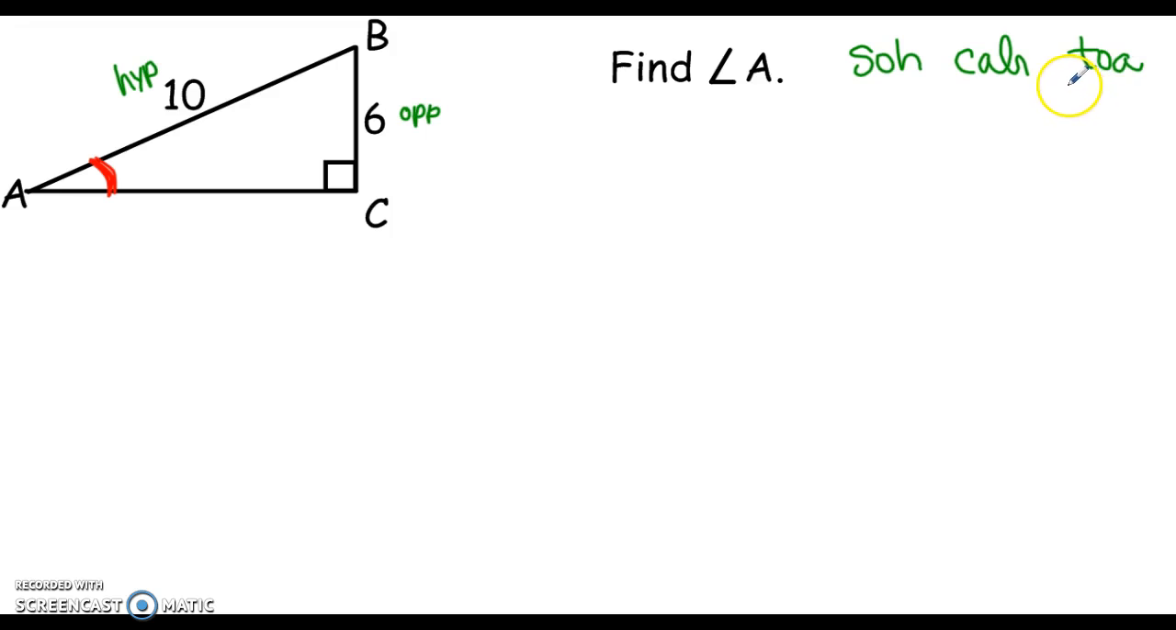and take a look and see which one we're going to use. Which one has opposite and hypotenuse? So if you guessed sine, you got it right. So we need to take the sine of some angle. So the sine of angle A is the ratio of the opposite over the hypotenuse.